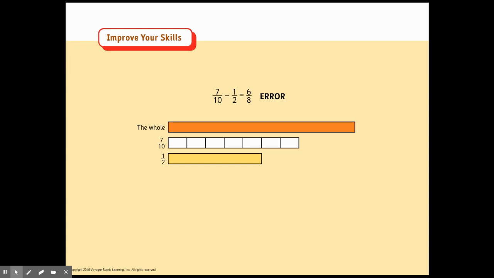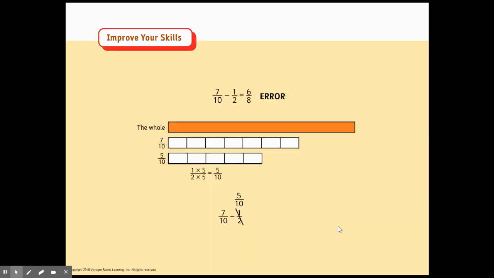Once we figure out that 1/2 is equal to 5/10, then we can go ahead and replace that in our subtraction problem. And then once we have the denominators at the same number, all we have to do is subtract the top two. So the correct answer for this problem would be 2/10.